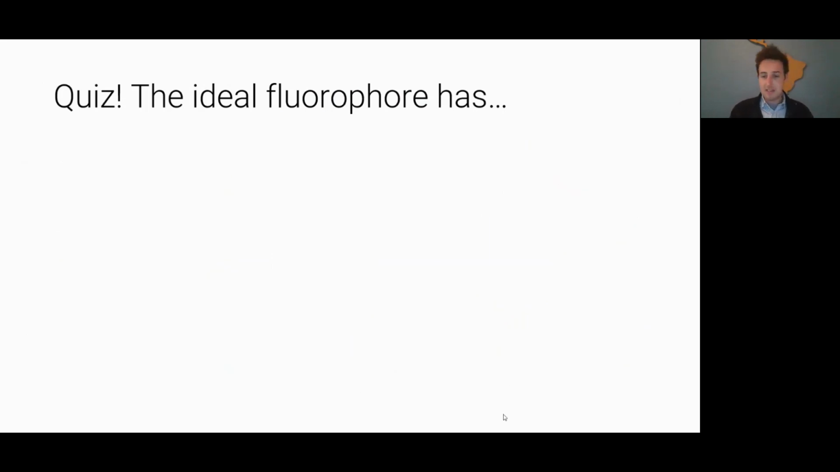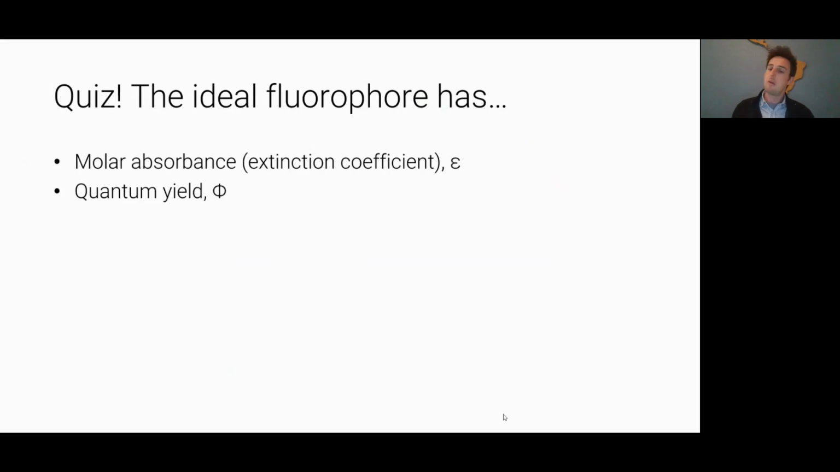What are some of the properties of an ideal fluorophore? So I mentioned that the molar absorbance or extinction coefficient, generally higher is better because that means your fluorophore is more likely to absorb light. And generally a higher quantum yield is better because it's more efficiently able to convert that absorbed energy into light as opposed to releasing it non-radiatively as heat.